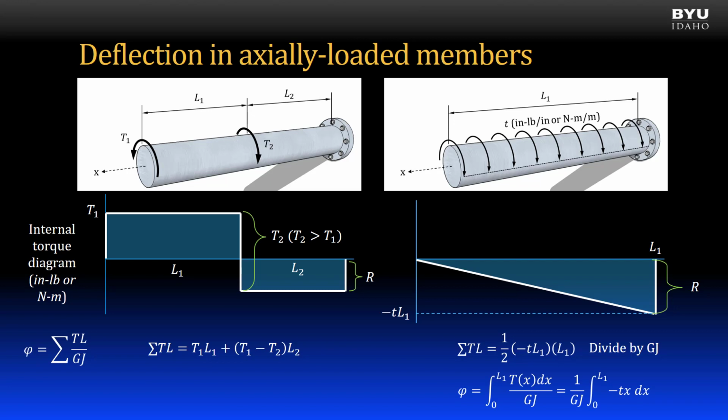The formula with the integral could also be used to get the same result. Capital T is a function of x, and here is equal to negative little t, the distributed torque, times x. Integrating would give us the same result as before.